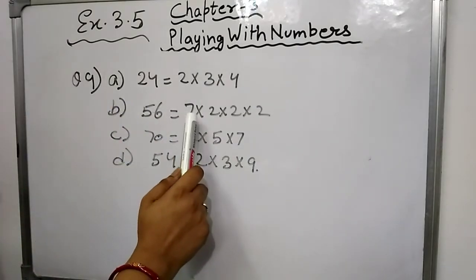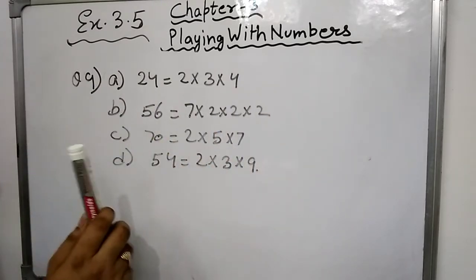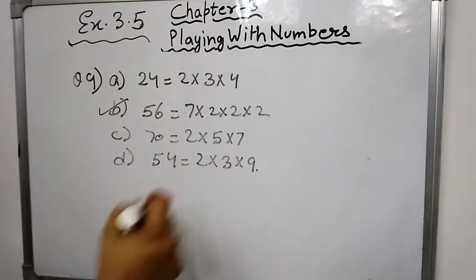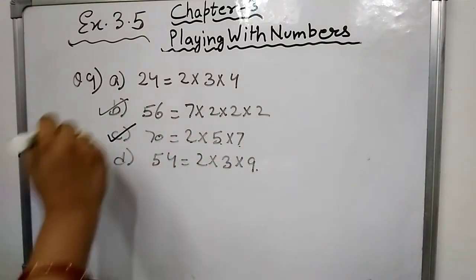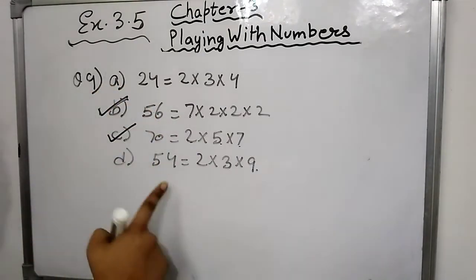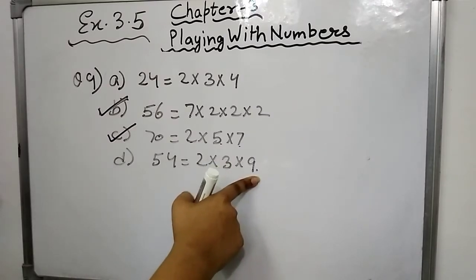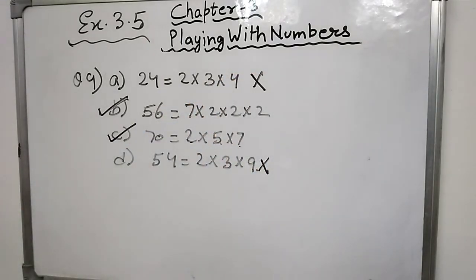Come to next expression. There it is written 7, 2, 2 and 2. These all are prime factors. So that means prime factorization is done in this expression. So this is correct. Now see 2, 5 and 7. All these are prime factors. That means this expression is also already prime factorized. Now check this 2, 3 and 9. 2, 3 are prime factors but 9 is not a prime factor. So B and C are the expressions which are already prime factorized and A and D are not.